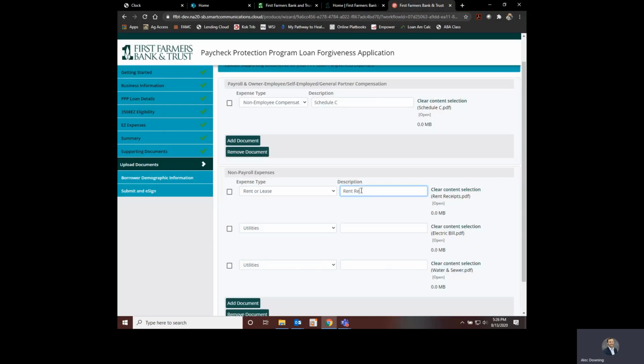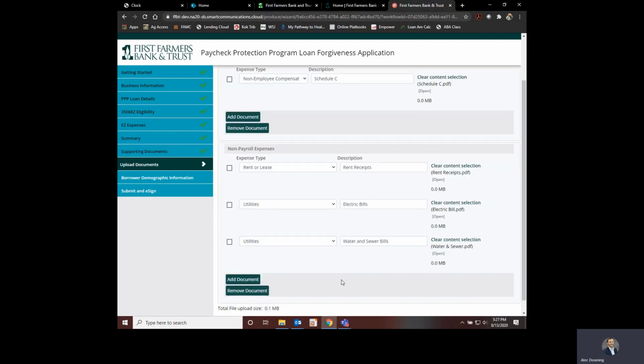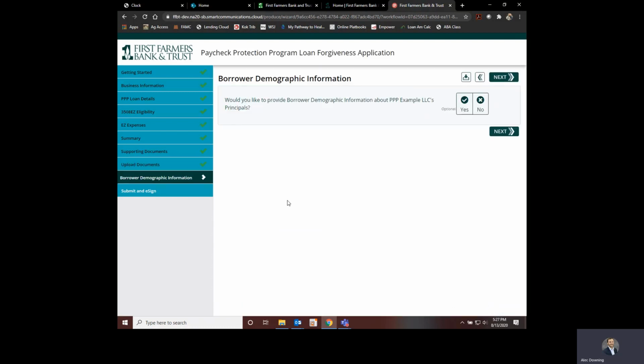So I want my rent receipts. Make sure to put some descriptions in here so we know what we're opening up. Your electric bill and your water and sewer bills, each for the last few months over the covered period. So if you chose the 24-week covered period, send those for the last 6 months. Over the 8-week period, you want to send it over the 8-week covered period that the 8 weeks past your loan disbursement date.